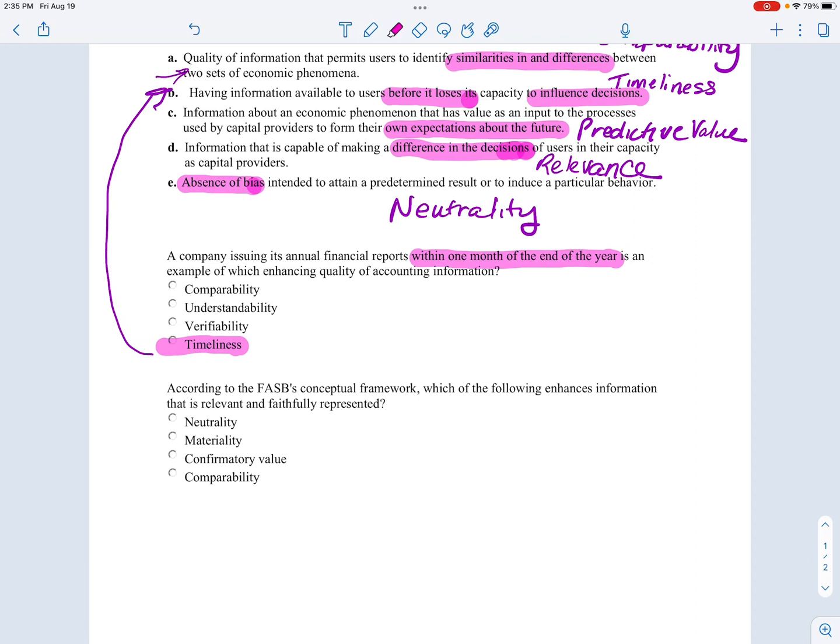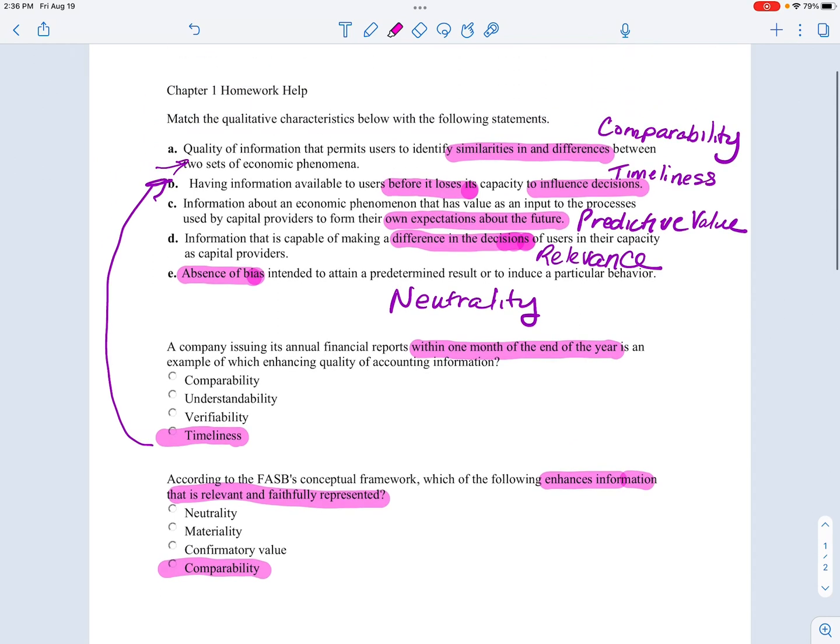And then one last one we can look at here is talking about how, again, finding those key terms enhances information that is relevant and faithfully represented. So here it's not showing exactly the same terms, but what they're saying there, and if you go back to your book, you can see the decision tree that comes about this, is talking about comparability. So we're looking at that the two sets of information are actually comparable to each other, and we can do that because we're showing both relevant and faithfully represented information.